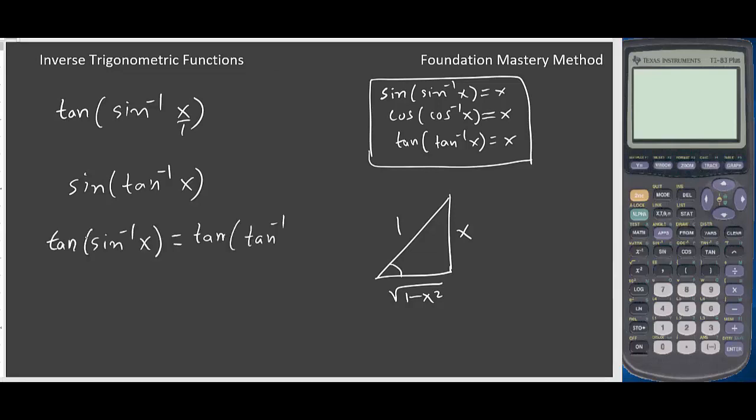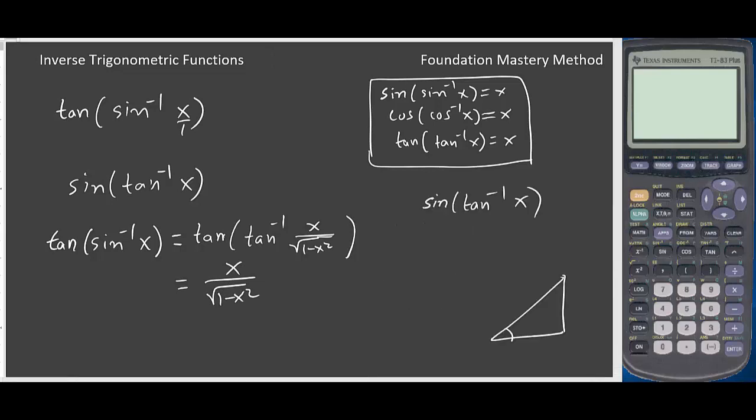So I'm transferring now tangent sine inverse x. So for this sine inverse x, I have this triangle. So then I can just find tan from this. So tan will be x over square root of 1 minus x square. Now this just gives me x over square root of 1 minus x square. I'm done with the first one. Let's do the second one.